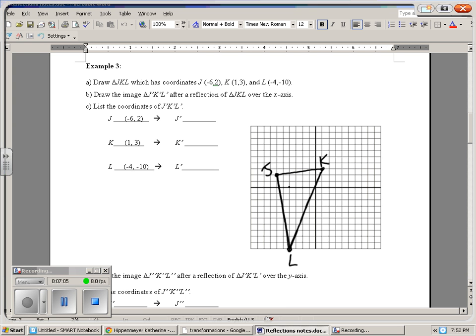From here it says, draw the image triangle JKL prime after reflection of triangle JKL over the x-axis. So I'm going to highlight the x-axis. And then K is 1, 2, 3 from the x-axis. So I'm going to go down 1, 2, 3 to form K prime.